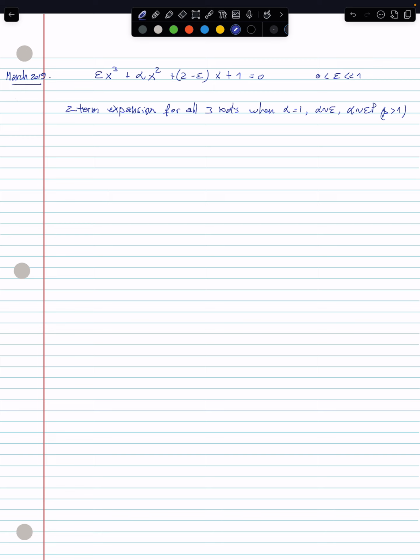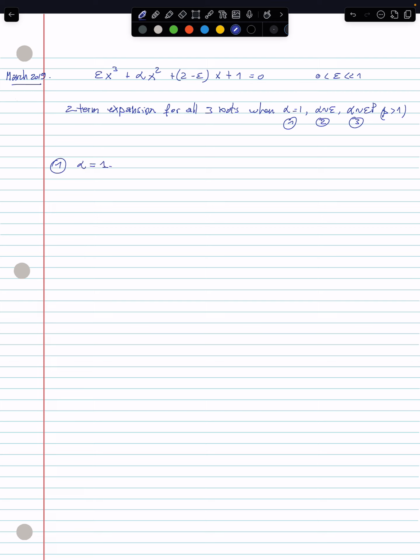expansion for all three roots of that equation when, first, alpha is equal to 1; second, alpha is a small number of order epsilon; and third, alpha is an even smaller number of order epsilon to the power p, with p larger than 1. So you can just figure out the last option as alpha being, for instance, of order epsilon squared. All right, so let's start with the first problem. Alpha is equal to 1.